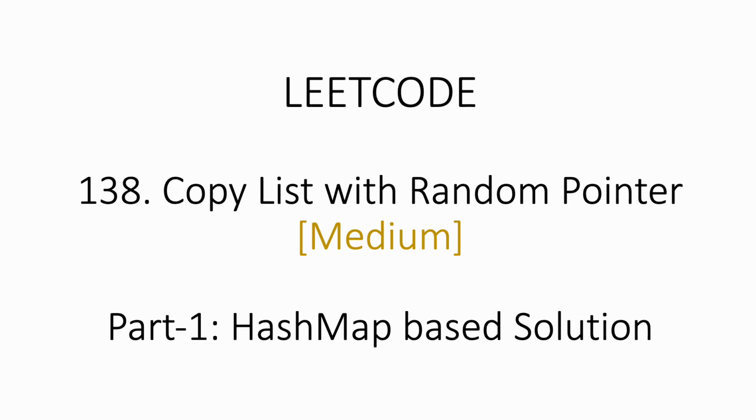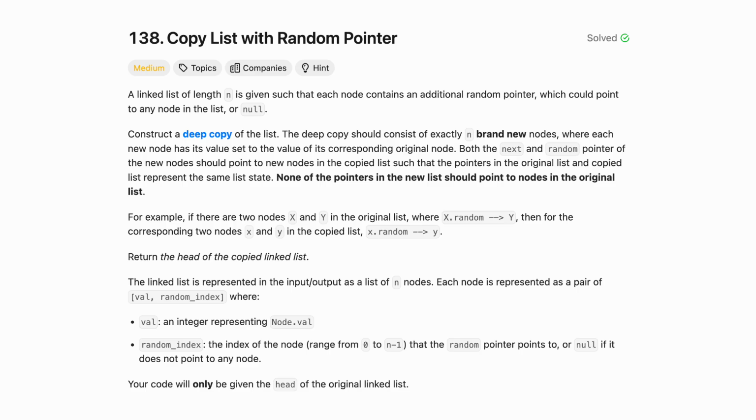In today's video, we will look at solving LeetCode problem number 138, Copy List with Random Pointer. Let's go over the question. A linked list of length n is given such that each node contains an additional random pointer which could point to any node in the list or null. Construct a deep copy of the list.